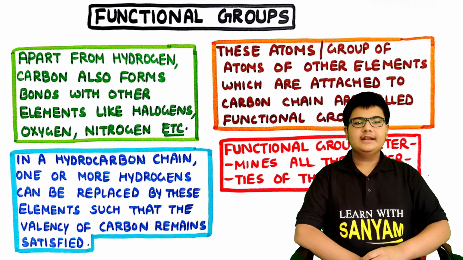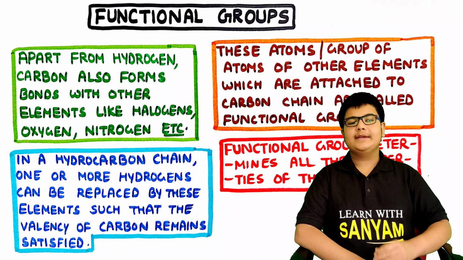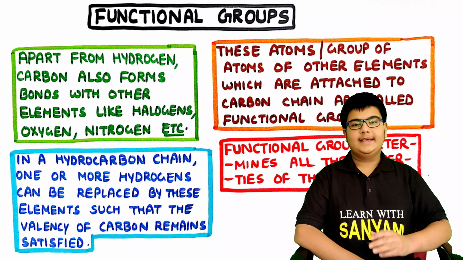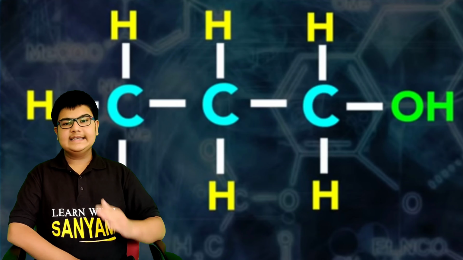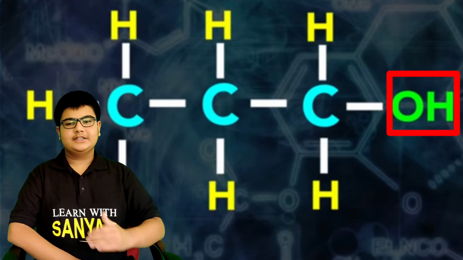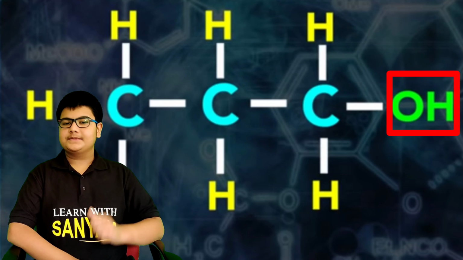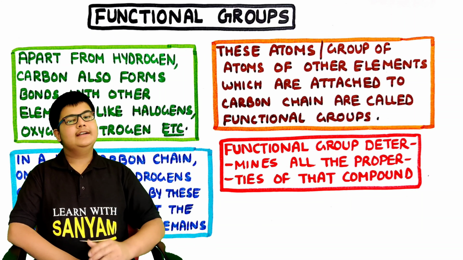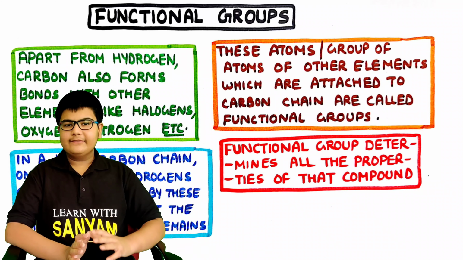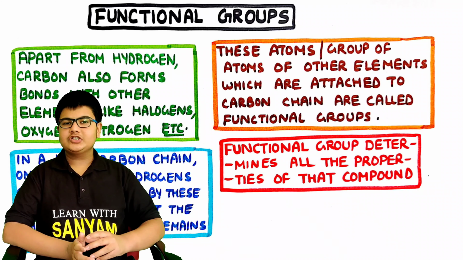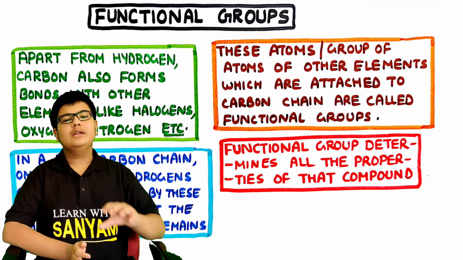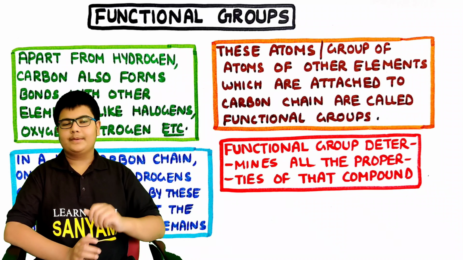In a hydrocarbon chain, one or more hydrogens can be replaced by these elements, such that the valency of carbon remains satisfied. These atoms or groups of atoms of other elements which are attached to the carbon chain are called functional groups. Functional groups determine all the properties of that compound. So even if one functional group is attached to a carbon chain, all the properties of that carbon compound will be determined by that functional group.